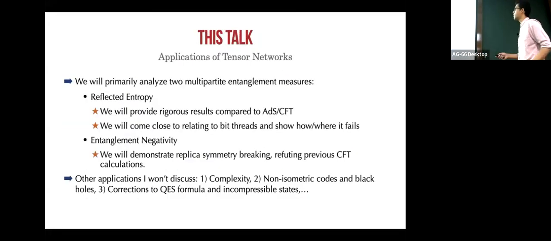There are some other applications of tensor networks to holography that I won't be discussing. For example, there's the discussion about complexity, non-isometric codes and black holes, and corrections to the quantum extremal surface formula. I won't discuss these, but I'm happy to discuss them later if anyone's interested.